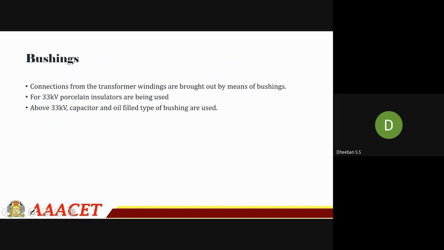Next is the bushings. From these bushings only, the connections will be taken out from the transformer windings. Usually for 33 kV, they will be making use of porcelain material. Okay.